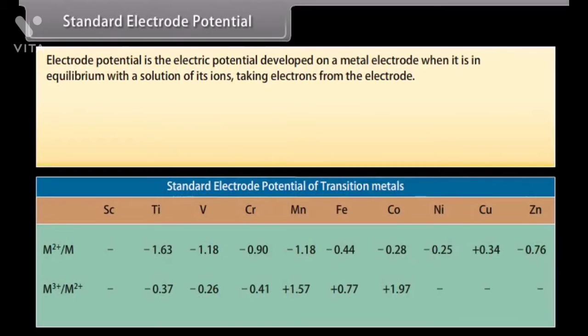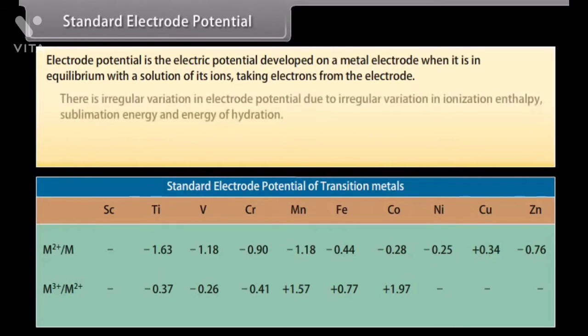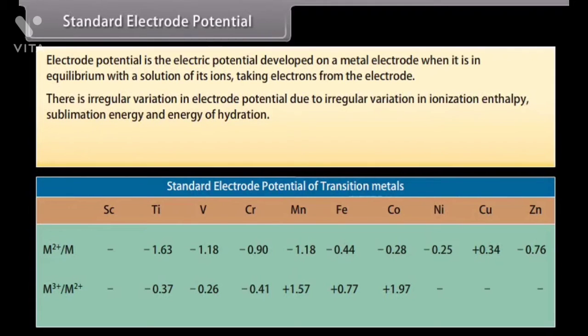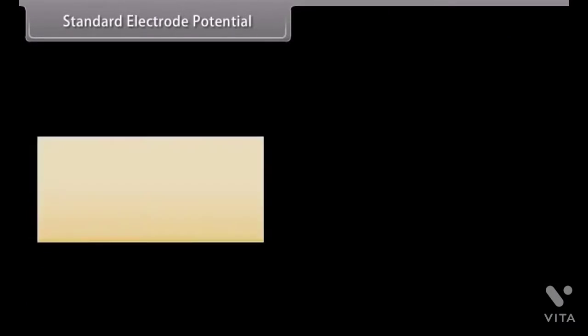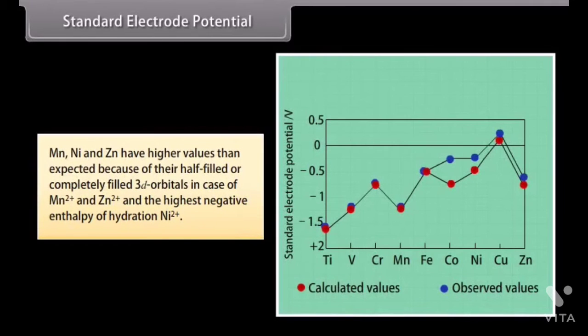Standard electrode potential. Electrode potential is the electric potential developed on a metal electrode when it is in equilibrium with a solution of its ions, taking electrons from the electrode. There is irregular variation in electrode potential due to irregular variation in ionization enthalpy, sublimation energy, and energy of hydration. The E0 value decreases from left to right across the series. Manganese, nickel, and zinc have higher values than expected because of their half-filled or completely filled 3d orbitals in case of Mn2+ and Zn2+, and the highest negative enthalpy of hydration in Ni2+.